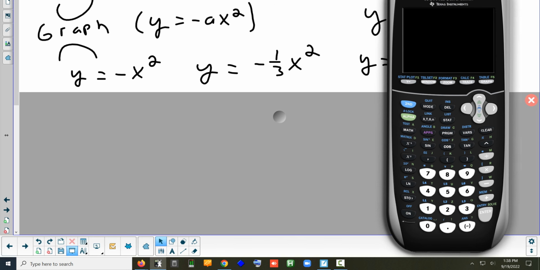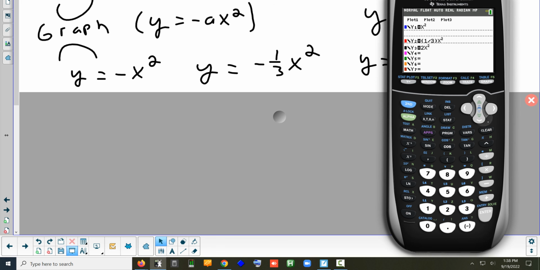Let's just try one of them and see. So I'll do x squared. And remember, when you put the negative in, you've got to use the one below the 3. Don't use the subtraction sign. You'll get an error. Let's do negative x squared. So it's not in the parentheses, it's in front of the whole thing. Get graph. Okay, there's your original. And here's your new one.